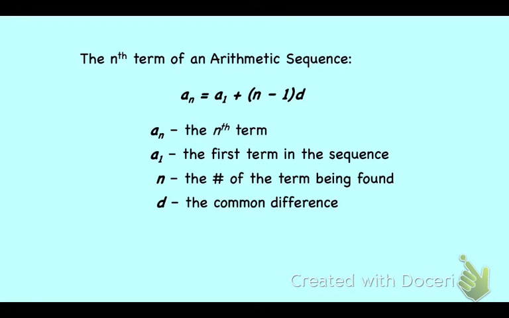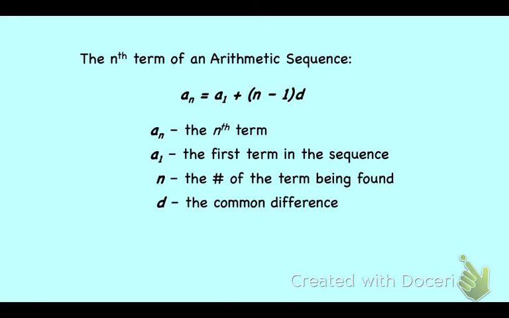So a definition, a rule, a formula, all are the same things. Okay? So here's the arithmetic: a sub n equals a sub 1 plus n minus 1 times d. You can put the d in the front or the back, but it's always in the back for me. I don't know why. It just is. I think your book puts it in the back too.